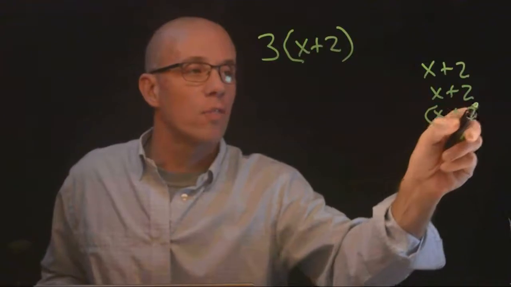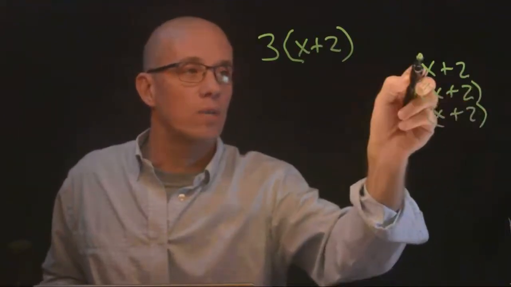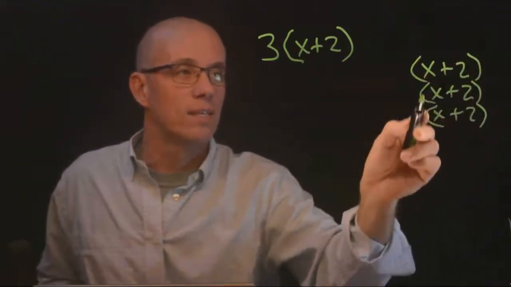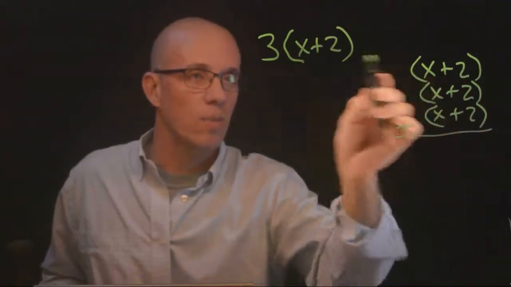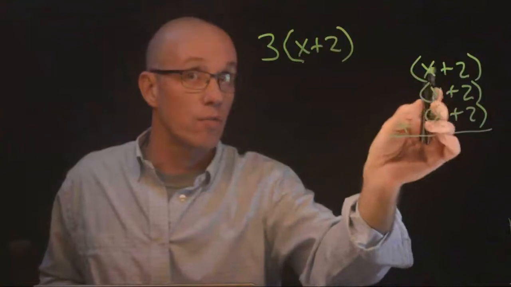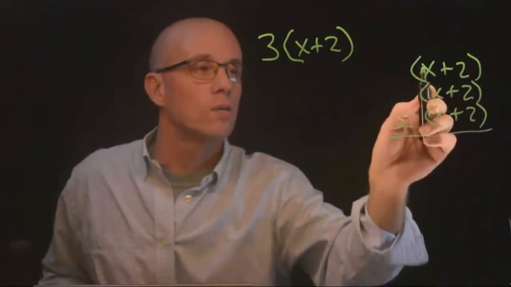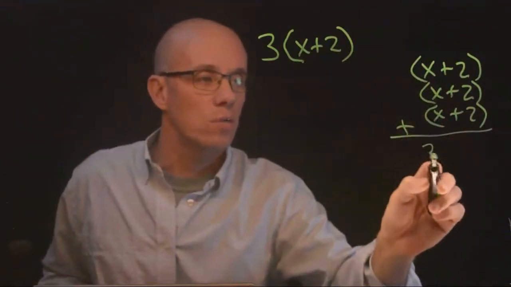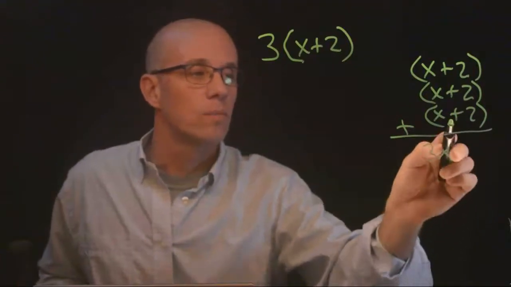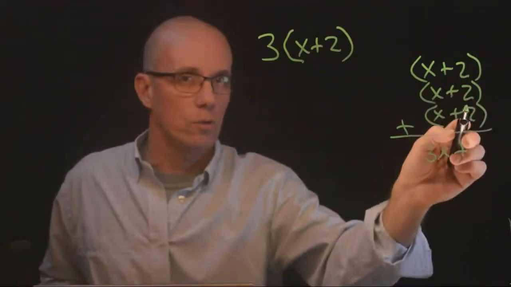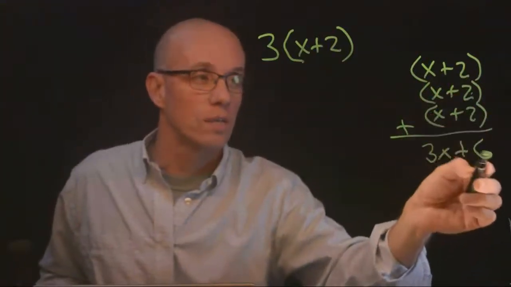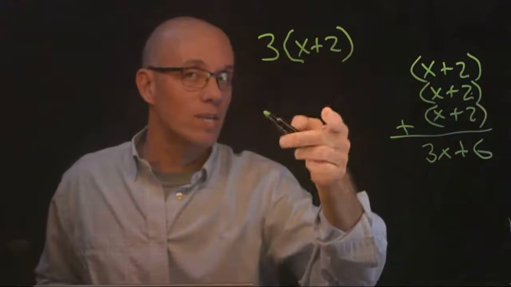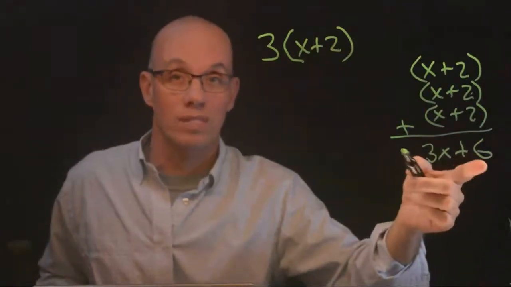So I have 3 of these x plus 2 things. How many x's do I have? When I add these together, remember multiplication is repeated addition. So I have 3 groups of these x plus 2's. So x plus x plus x, that's 3 x's, plus 3 2's. 3 times 2 is 6, or 2 plus 2 plus 2 is 6. So 3 times x plus 2 is 3x plus 6.